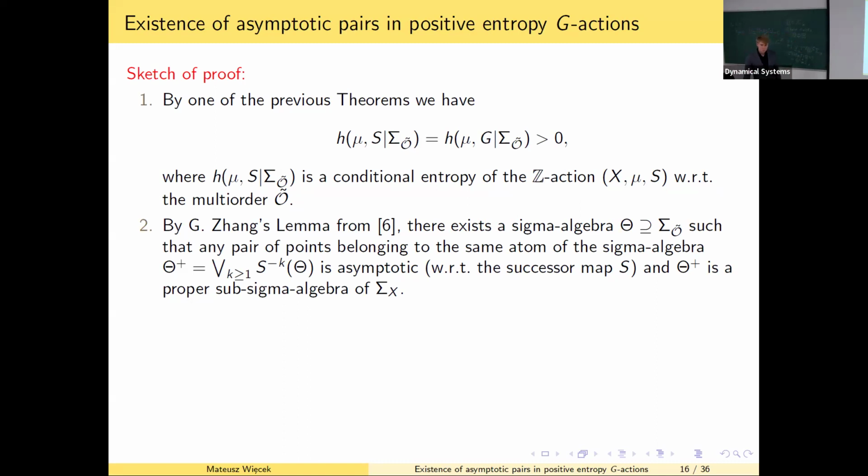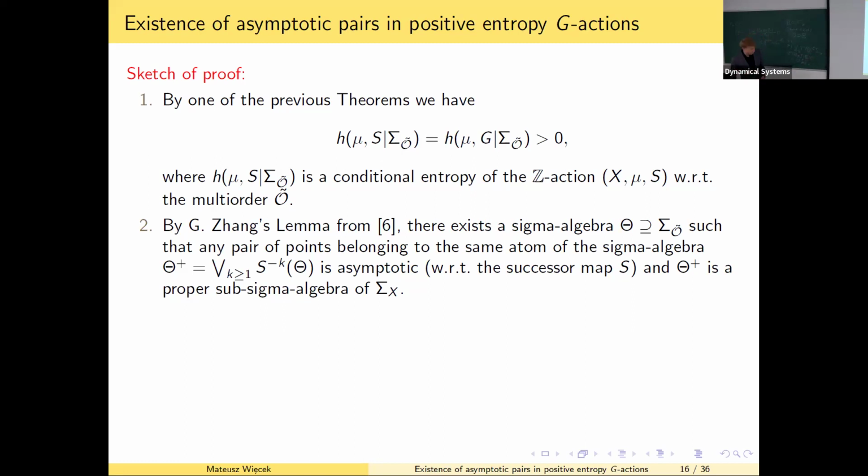Because I guess here, I think the key question is how do you manufacture? Let's say somebody tells you, okay, I have a positive entropy Z action, and I need to manufacture now at least one positive asymptotic pair, right? Yes. So what's the idea? How would I find that? Well, okay, so this is the next point.